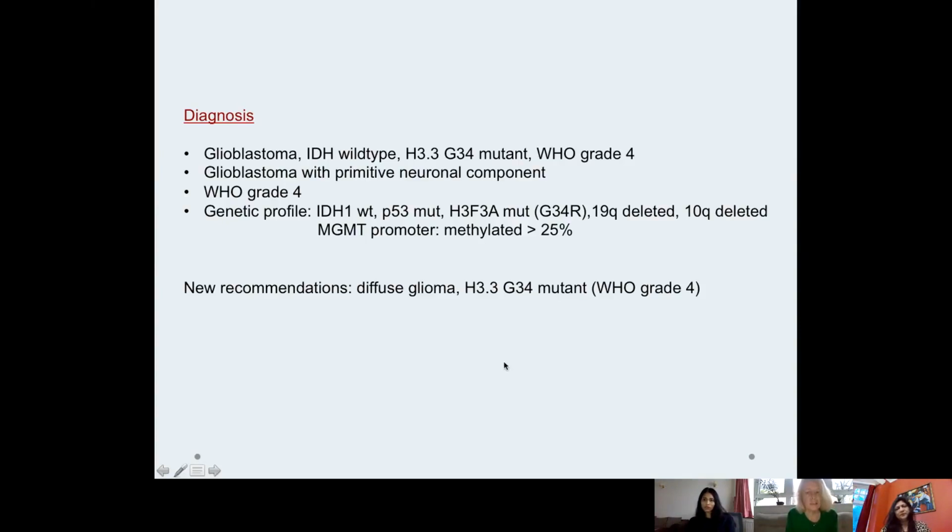Prognosis is worse in an IDH mutant glioma, but better than in an IDH wild-type GBM, and this is why the separation. And interestingly, it often contains these elements of poorly differentiated embryonal type of morphology, as seen in this case here.